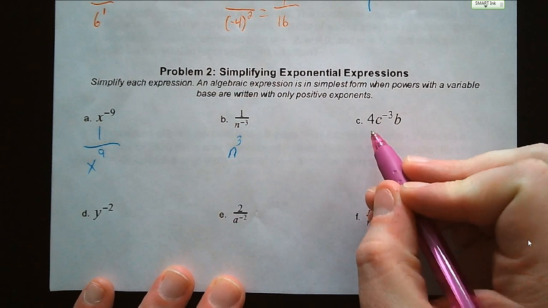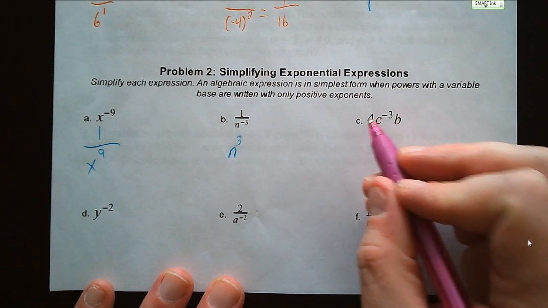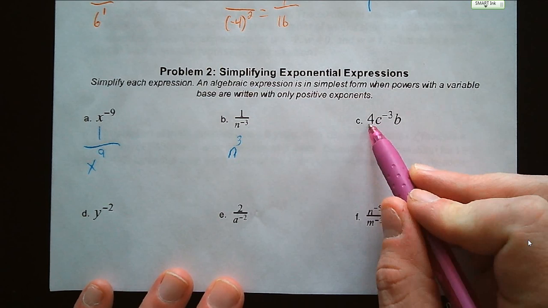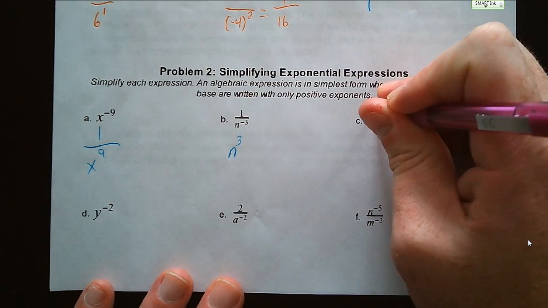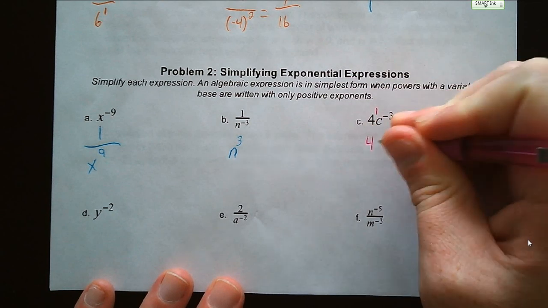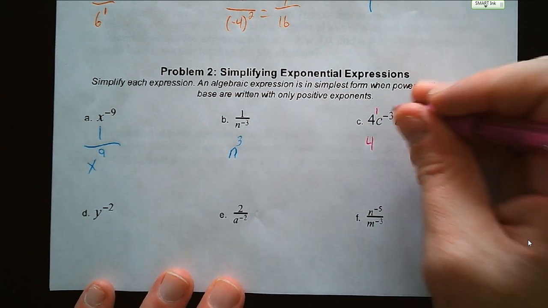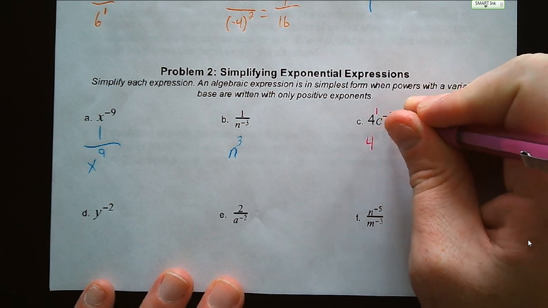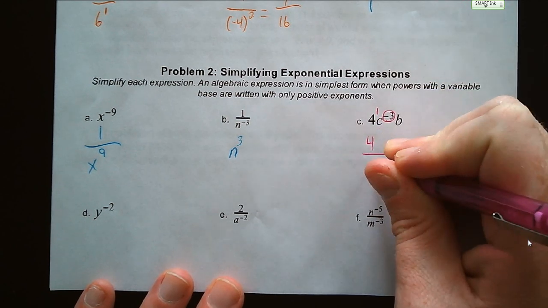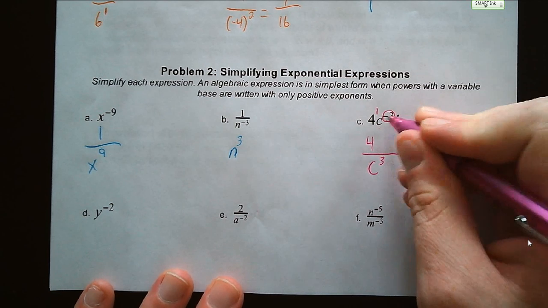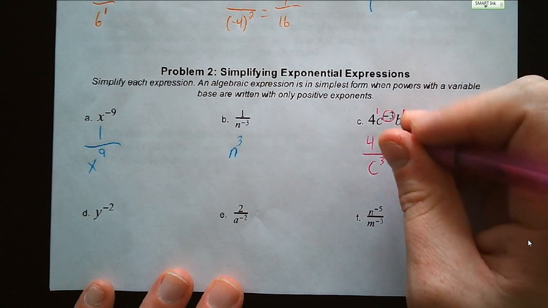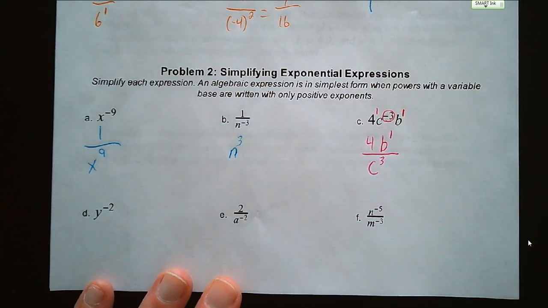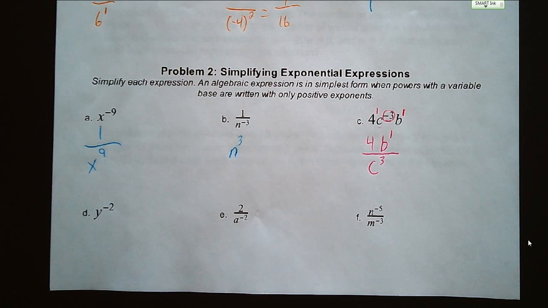Letter C. Now we've got 3 elements, 3 parts of our term. We have a 4, we have a c to the negative third, and we have a b. The exponent on the 4 is just a 1, so that's going to remain in the numerator. It's happy where it's at. The exponent for c is negative 3, so we need to put it over c to the third. We need to move it to the basement to make it happy. And the exponent on b is also 1, so we leave that in the numerator. We only have to move the elements that have a negative exponent.